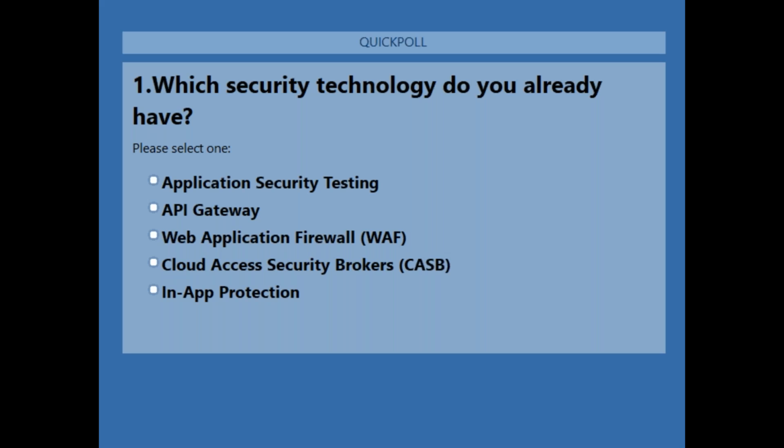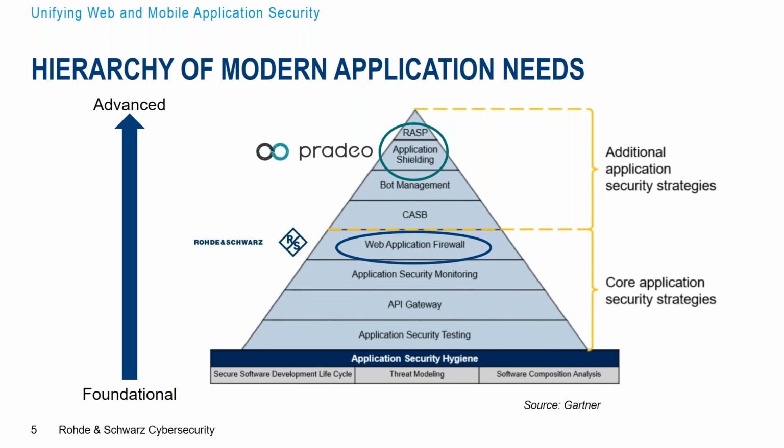Okay, so the following results have been made available, and I'm unfortunately unable to share them with you, but more than 50%, so 55% of you have a WAF technology already in place, 20% API gateway, around 10% AppSec testing, and 25% in-app protection. So this proves that the core technologies are the ones you tend to deploy in your environment today, and so further development is still needed for additional application security strategies as identified by the analysts.